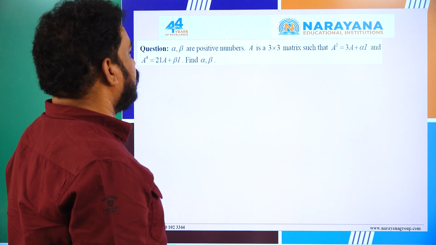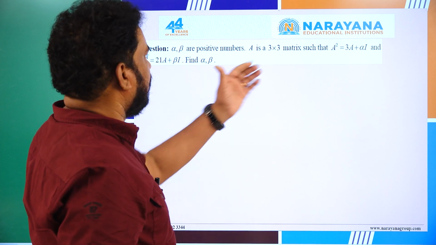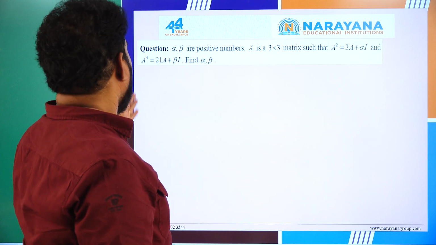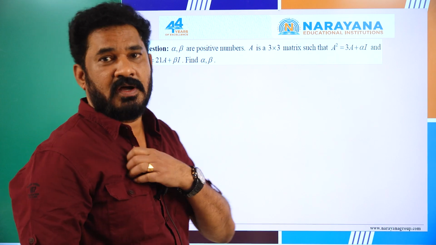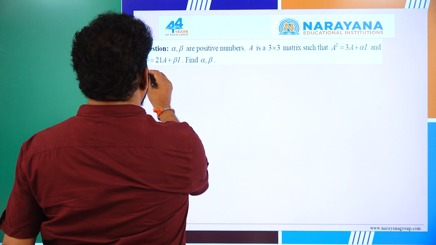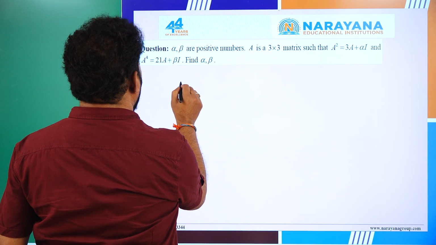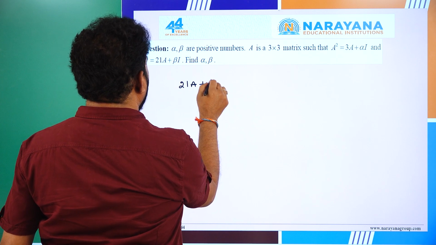Alpha, beta are positive numbers. A is 3 by 3. So, some matrix question was given. A square is given and A power 4 is given. So, the unknown quantities alpha and beta are there, and I have to find them. Fine. So, A power 4, directly I am taking the A power 4 value they have given as 21A plus beta I.